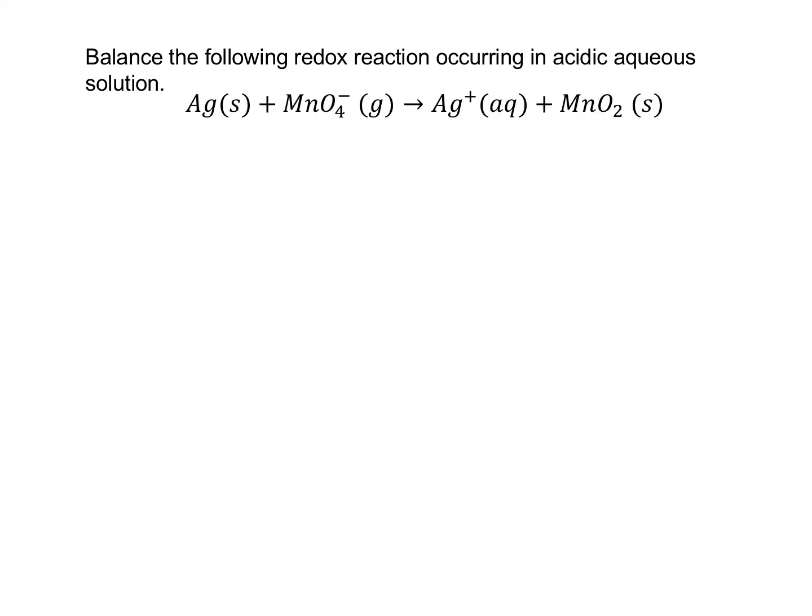All right, so now we want to balance this half reaction, and we're going to use the same set of rules that we did before. So step 1, assign oxidation states to every atom in my unbalanced reaction. So I'm going to have 0, minus 2 for the oxygen. That means manganese is plus 7. The silver here is plus 1. Now the manganese is plus 4, and the oxygen is minus 2.